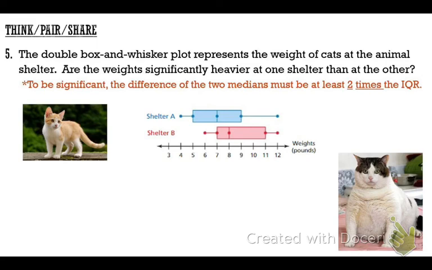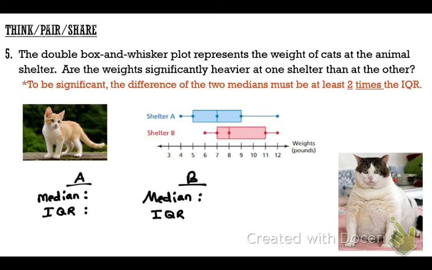Okay, so as you're working with your partner, remember, once again, you're going to be differentiating between shelter A. You want to find the median and the IQR. And then you're going to find the same information for shelter B. Find the median and the IQR. Okay, then I want you to answer the question just like we did on problem 4.